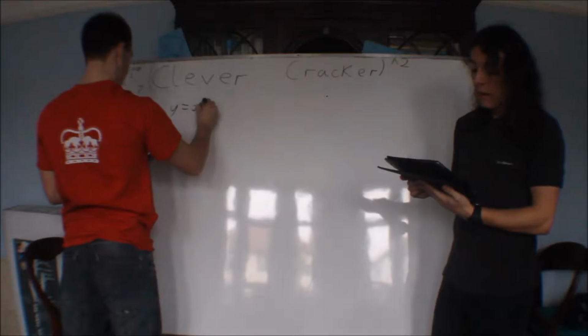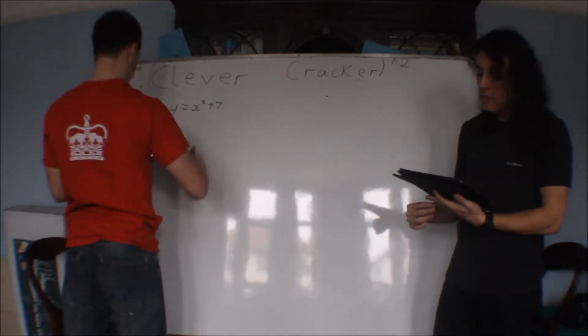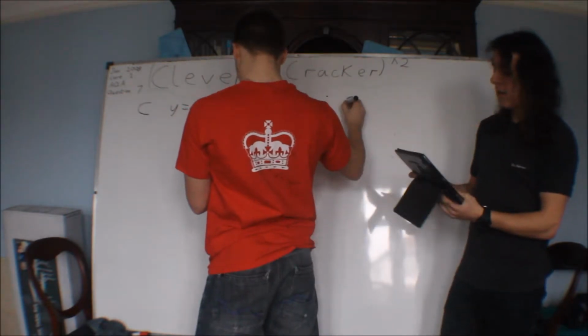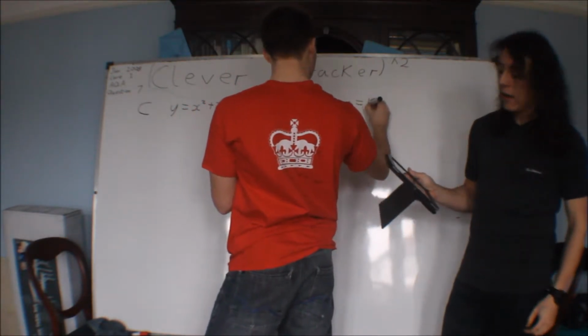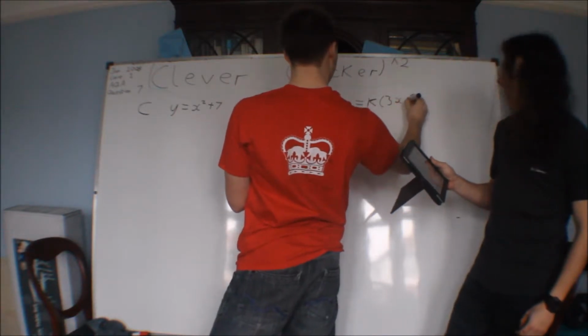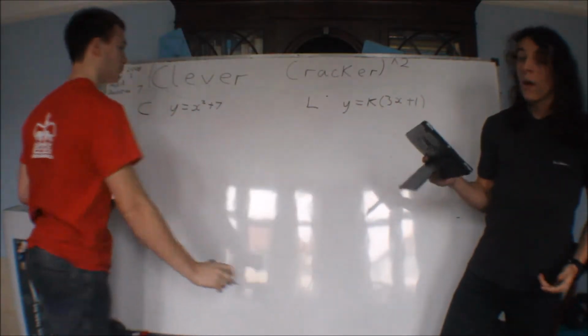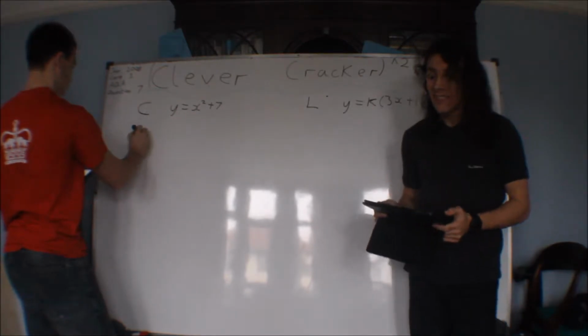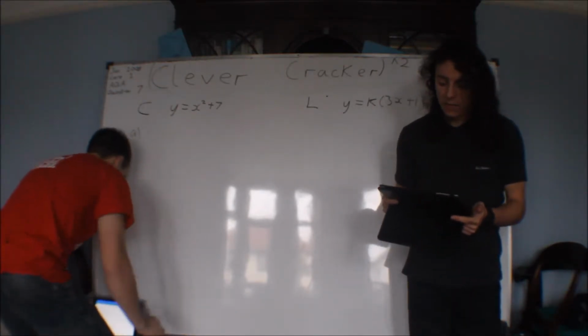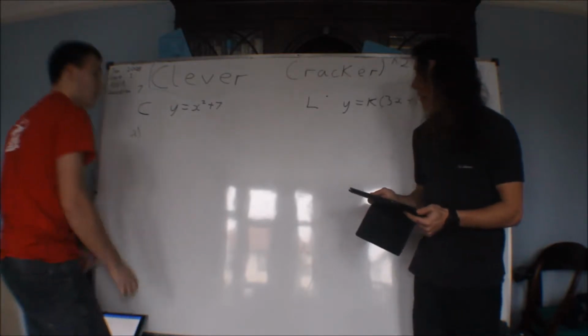But until then, we have the curve C, which has the equation y equals x squared plus 7, and the line L, which has the equation y equals k lots of 3x plus 1. So, part A is show that any points of intersection equal x squared minus 3kx plus 7 minus k.